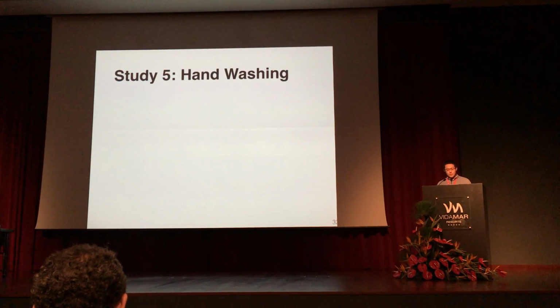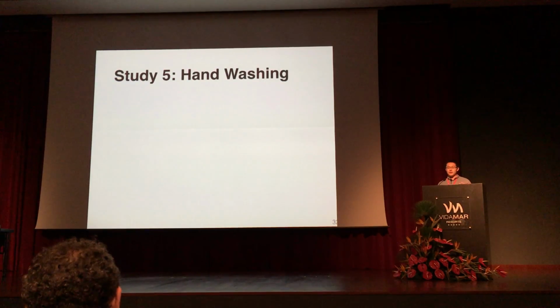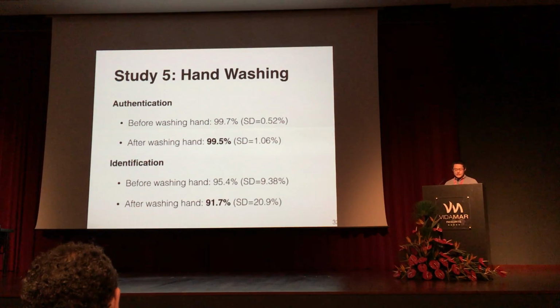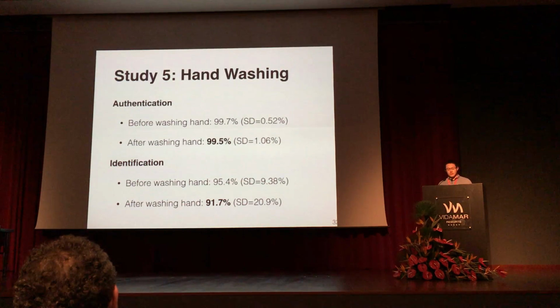In data collection, we asked the users to wash and dry their hands before the last session. This was included to see whether altering the moisture level of their hands could affect the accuracy. So for authentication, the accuracy for the session after washing hands had no significant difference from the sessions before washing hands. And for identification, the accuracy for the session after washing hands was slightly worse than the sessions before washing hands, though this is not statistically significant.